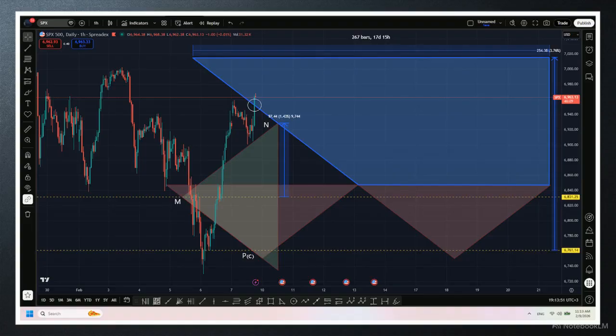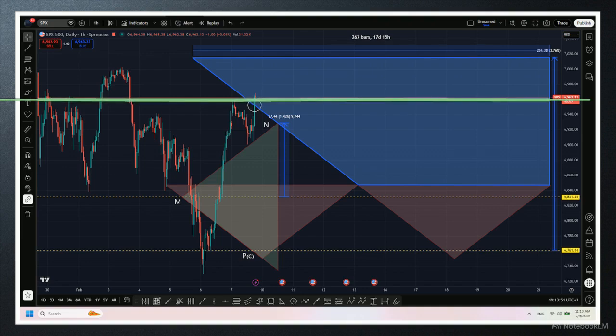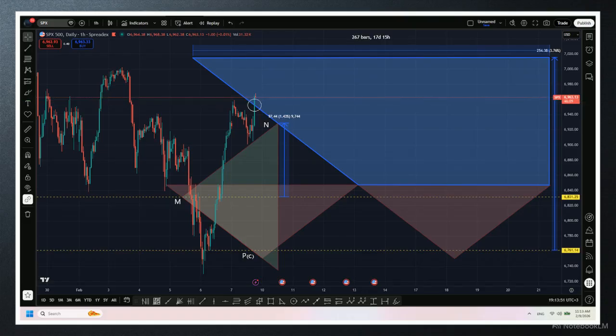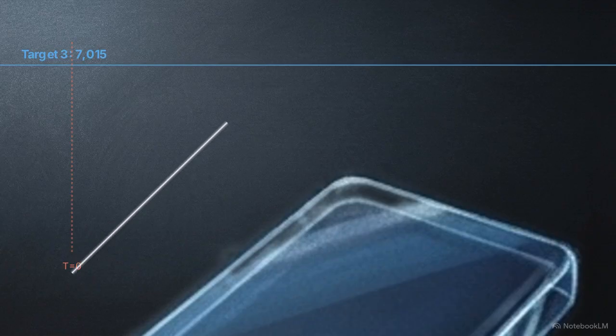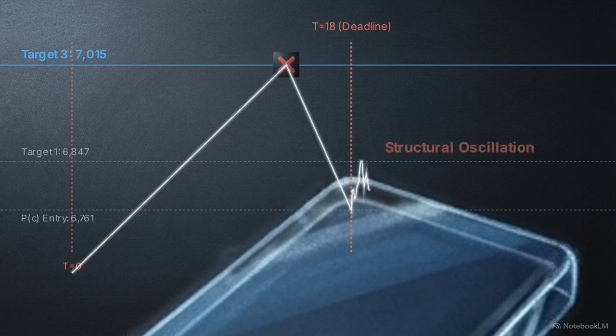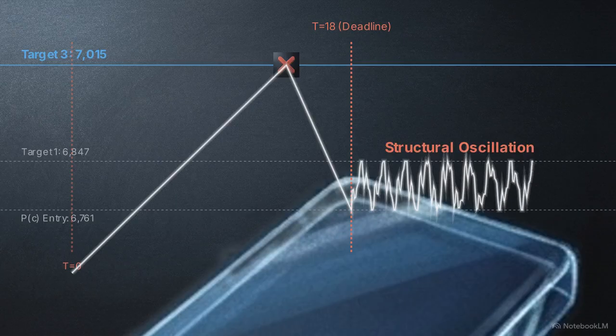Immediately after tagging the N level, the market turned sharply downward. Following that decline, the price eventually climbed back up to touch the delayed mirror, a predetermined horizontal resistance line, at $6,952, officially completing phase 2. However, the structure failed to reach the ultimate target 3 at the top boundary before the 18-day temporal limit fully expired. Missing that upper boundary does not break the model. Instead, it indicates the primary path has exhausted its momentum, transitioning the asset into a period of volatile structural oscillation.